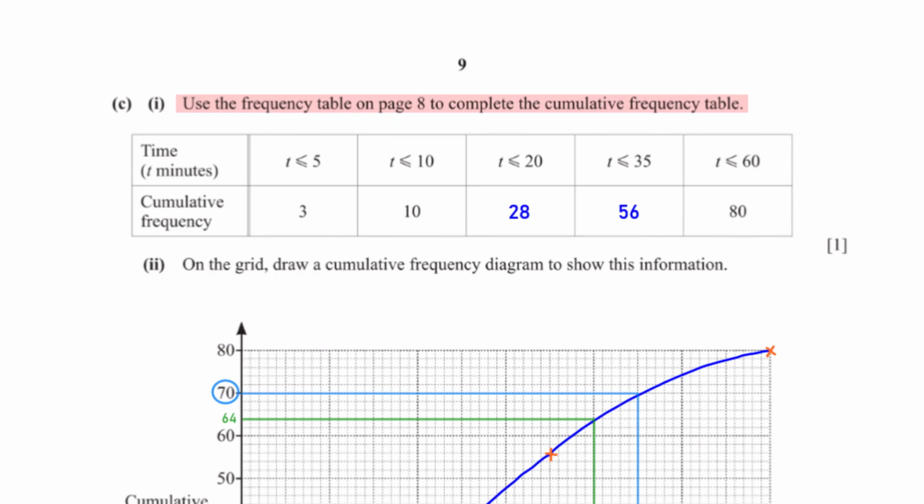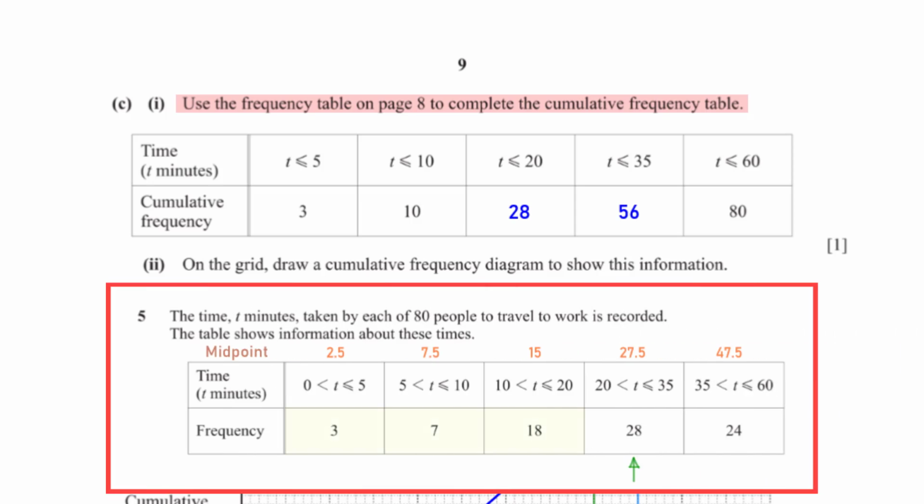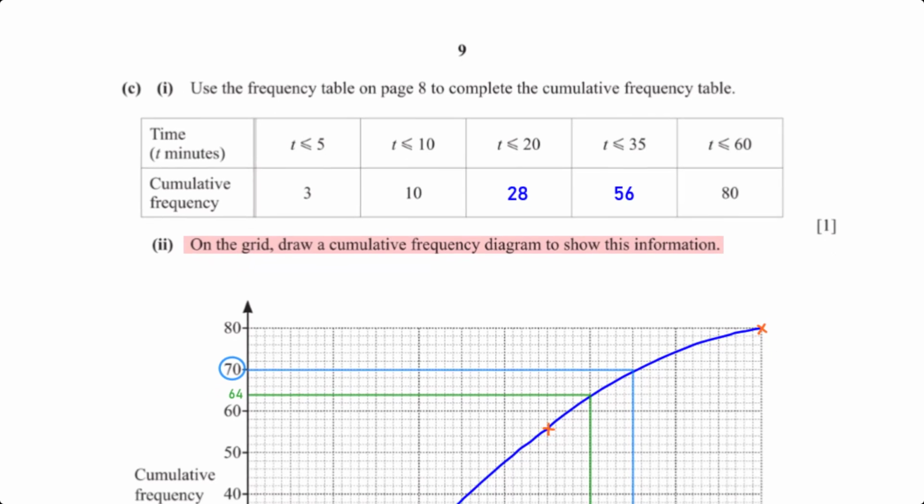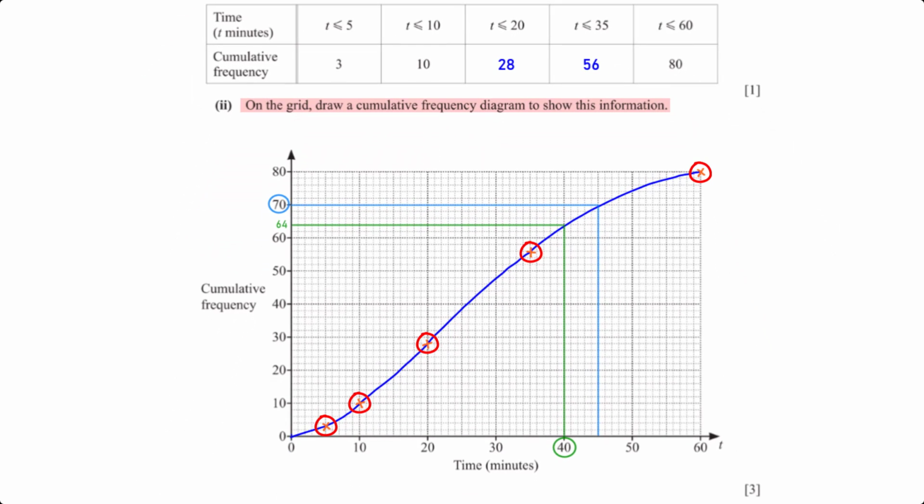Use the frequency table on page 8 to complete the cumulative frequency table. For t is less than or equal to 20, the cumulative frequency is 3 plus 7 plus 18, which is equal to 28. For t is less than or equal to 35, the cumulative frequency is 28 plus 28, which is equal to 56. On the grid, draw a cumulative frequency diagram to show this information. On the grid, we plot the points in the cumulative frequency table and connect the points with a smooth line, starting from the origin.